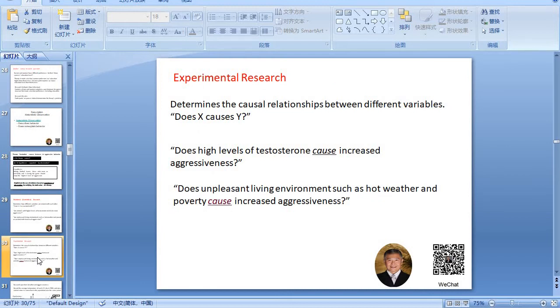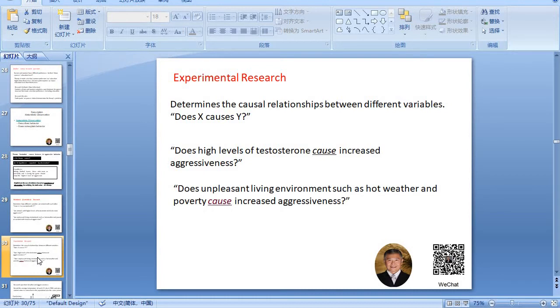On the other hand, experimental research is more involved. Experimental research tries to uncover causal relations between different variables. We are not only asking, is variable X related with variable Y? We are asking, does variable X cause variable Y to change?